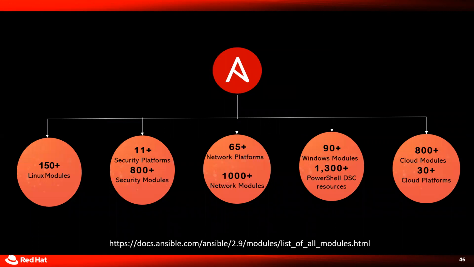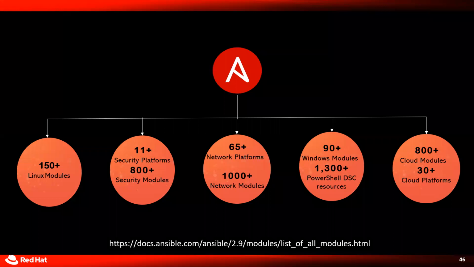So as I said, Ansible has a lot of modules, and the numbers that you see here might vary because every day or every month the modules keep on increasing. So as of now, Ansible has around 150 plus Linux modules, and as far as security is concerned, it has 800 plus modules for 11 different platforms. When I say platform, it can be a vendor, so you can correlate platforms as vendors.